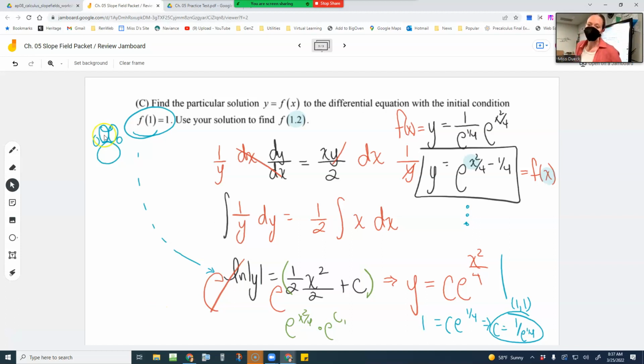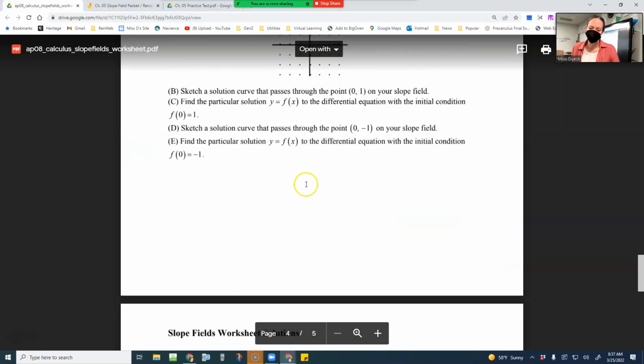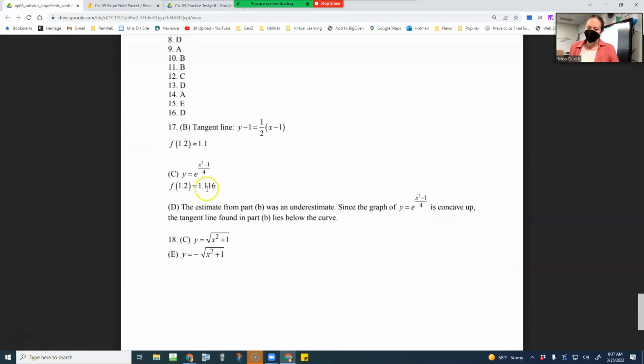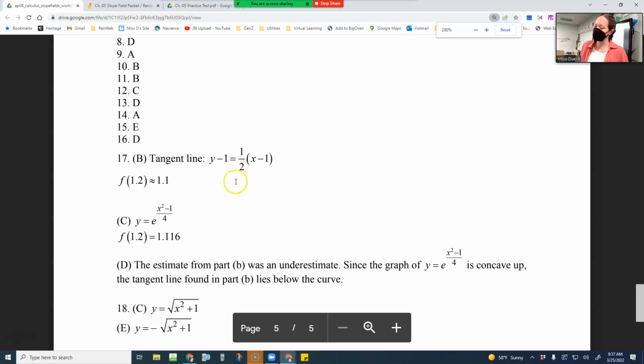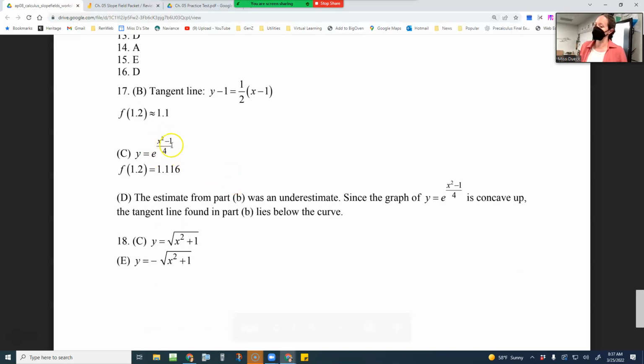So then if you guys were to check the answer key for part C when they plugged in, oh, okay, they did put it together. Do you guys see their part C? So Josh, that's one way we can write it simpler, with the common denominators, but same deal. Let's see if you're getting 1.116.